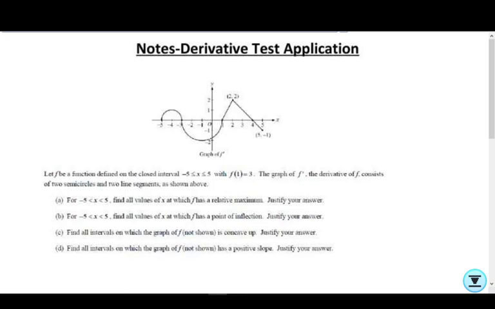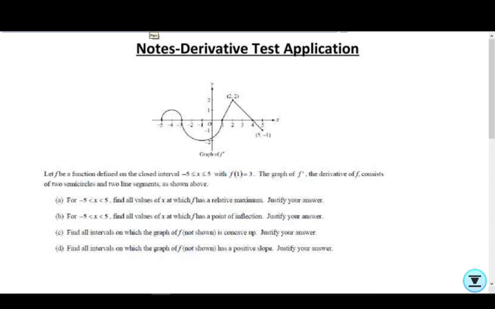Okay, so one of the things that we have to be able to do in calculus is actually apply our derivative tests to multiple situations. Okay, so this is a sample free response from the AP exam. Okay, so in this example, they actually give us the graph of f prime.